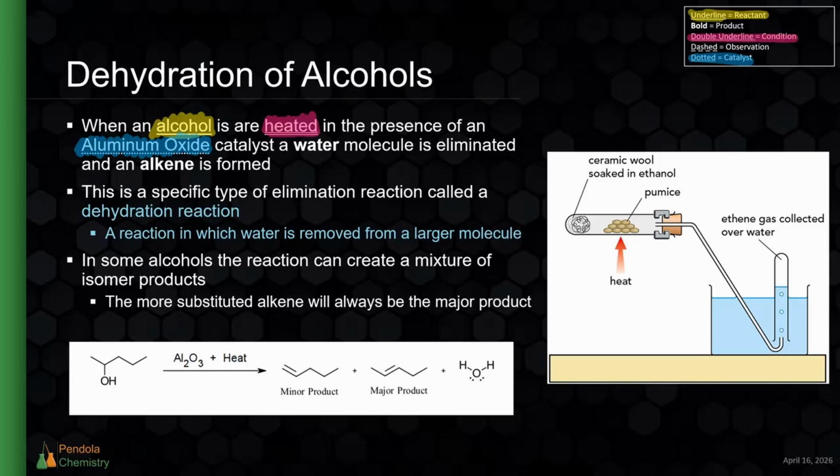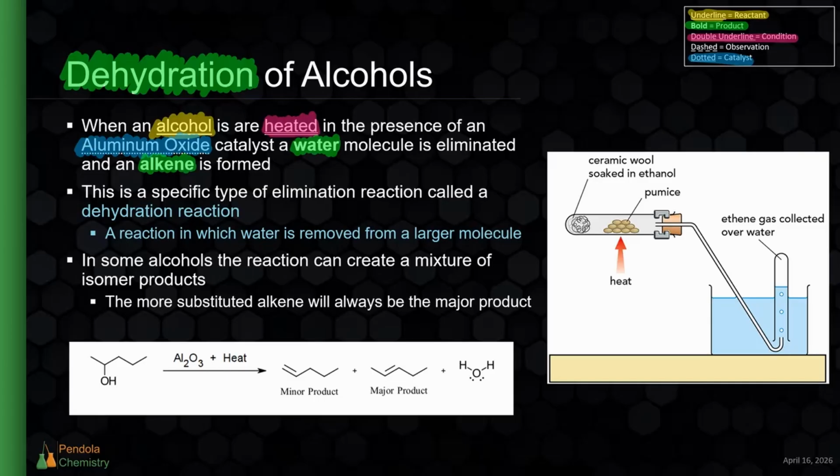When this happens, then the products we're going to get out of the reaction are a water molecule that gets eliminated from this alcohol and an alkene that's going to be formed in its place. So we call this a dehydration reaction because we are removing water from our compound.